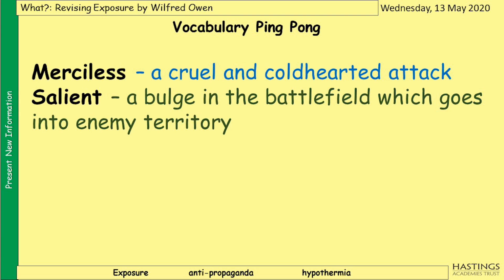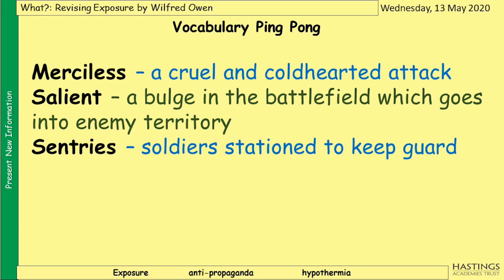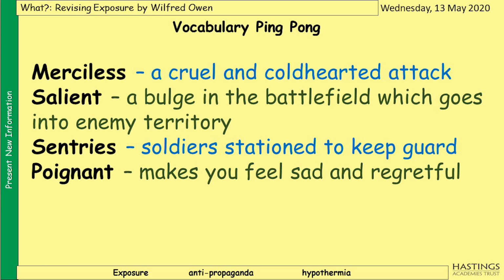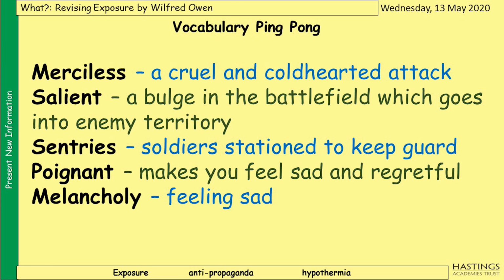Word 2 is salient. So salient is a bulge in the battlefield which goes into enemy territory. Sentries are soldiers stationed to keep guard. Poignant makes you feel sad and or regretful. Melancholy is feeling sad.